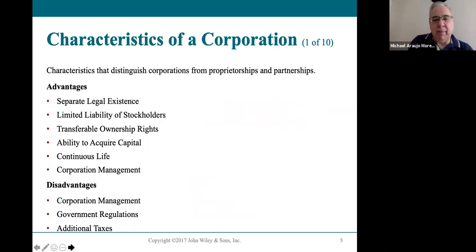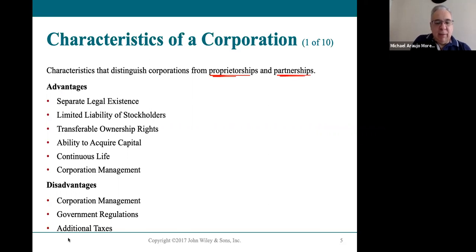Corporations are popular because they have many, many advantages compared to the disadvantages. And the advantages are different, of course, for all the forms of business. But in essence, corporations have some distinct advantages over both proprietorships and partnerships.